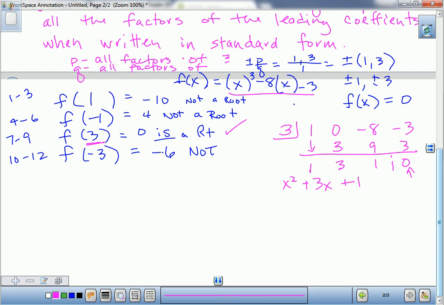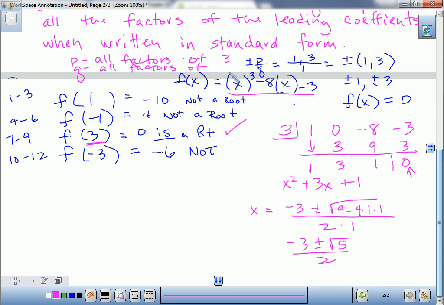A quadratic that does not factor. So we go negative b, plus or minus square root, b squared minus 4ac, all over 2a. Okay, so this is negative 3 plus or minus the square root of 5, because 9 minus 4. 4 times 1 times 1, 4. 9 minus 4 is 5, all over 2.